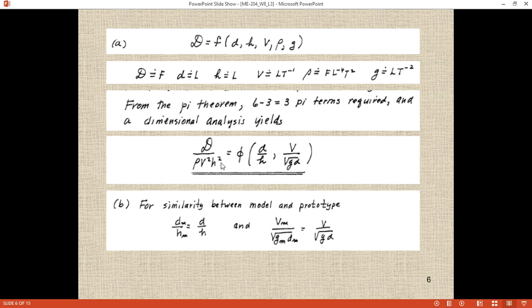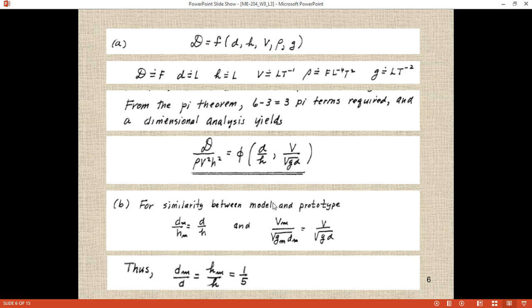So this is pi 1, pi 2 and pi 3. For pi 1 and pi 2, this term is in the form of model dm over hm; this is for the model and this is for the prototype, and the same here, this is for the model and this is for the prototype, and we can write the same for this one as well.